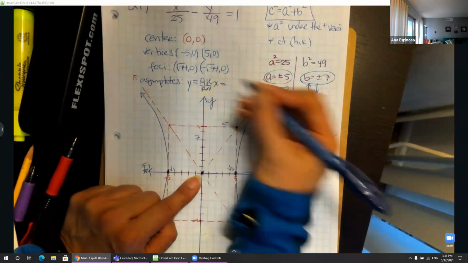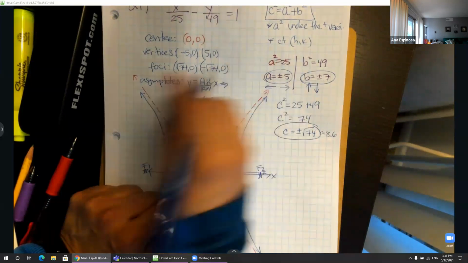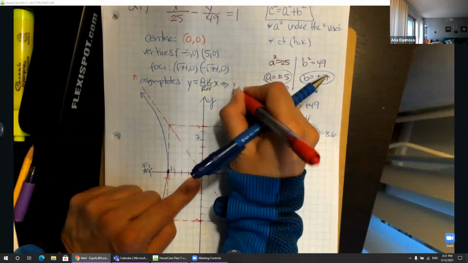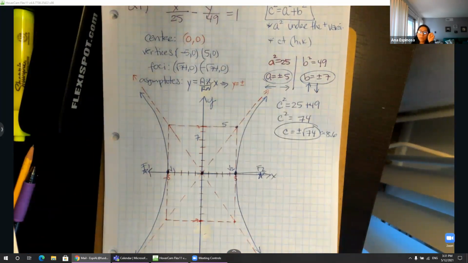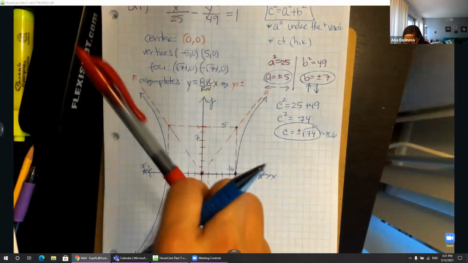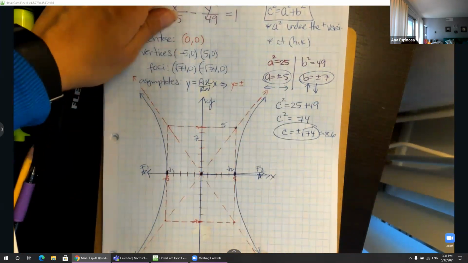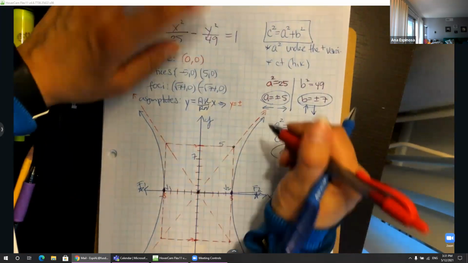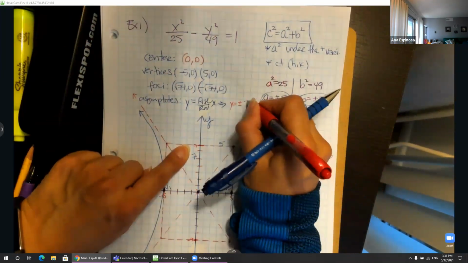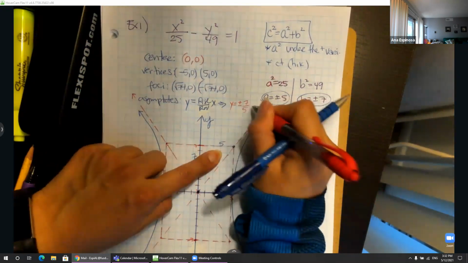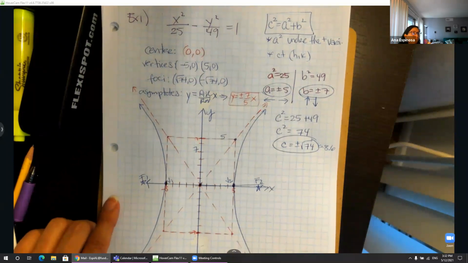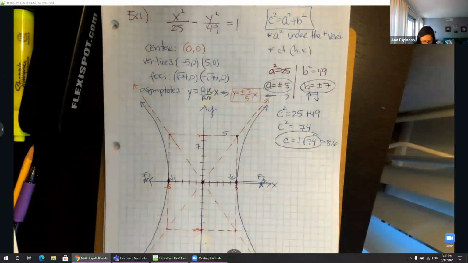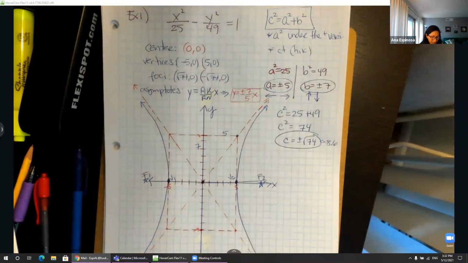So my equation will be y equals plus or minus. You put plus and minus because there are two. One going this way, one going that way. You can separate them, but for purposes of this, because I'm running out of space, I'll do a rise of 7 over 5x. Those are my asymptotes. And this is the final product. I know it's a bit brutal, super brutal.